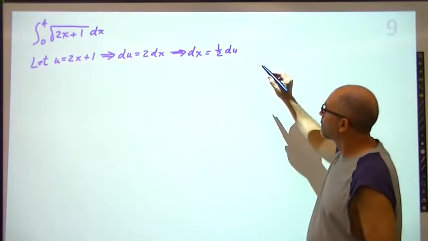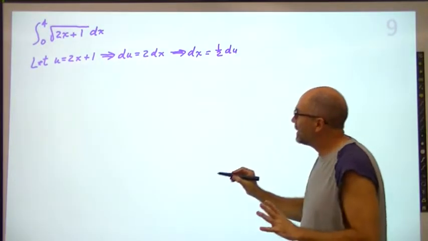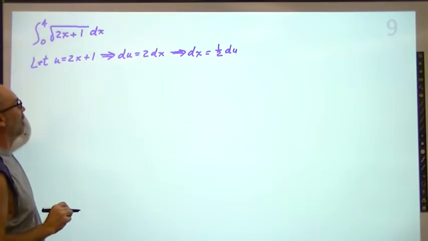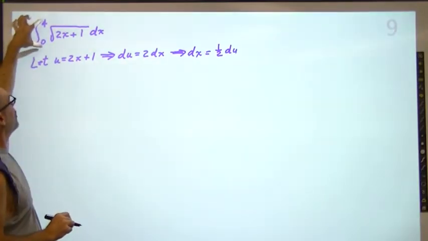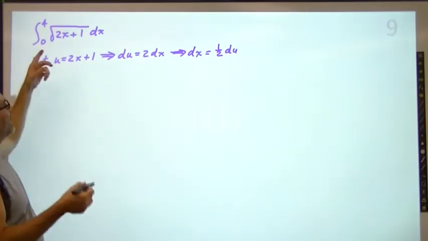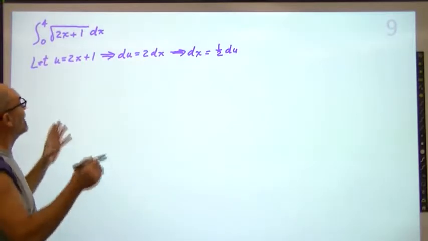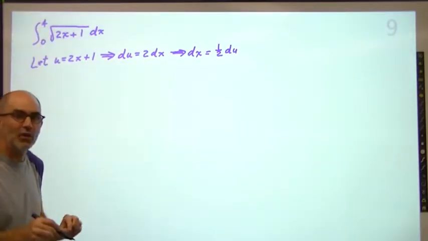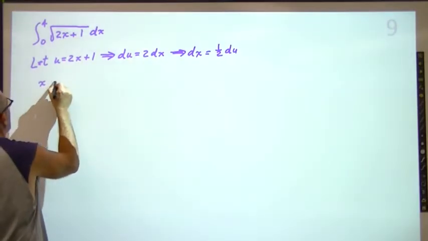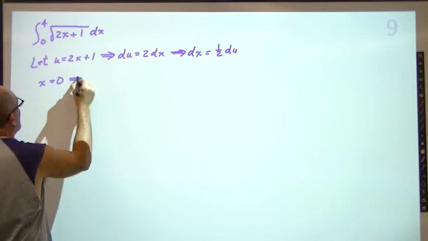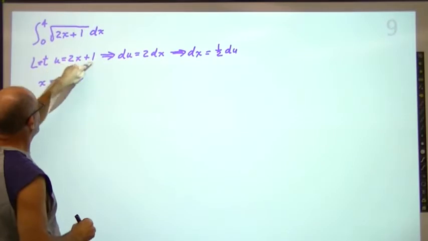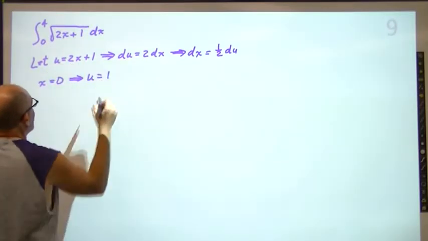Okay, now, we're not ready to substitute because we haven't substituted for the limits of integration here. See, this is not a u anymore. You can't just say it's the integral from 0 to 4 of 1/2 square root of u du, because the 0 and the 4 are not u's, they're x's. This is when x equals 0. What's u going to equal? Well, if x is 0, then u is going to equal 2 times 0 plus 1. So u equals 1.